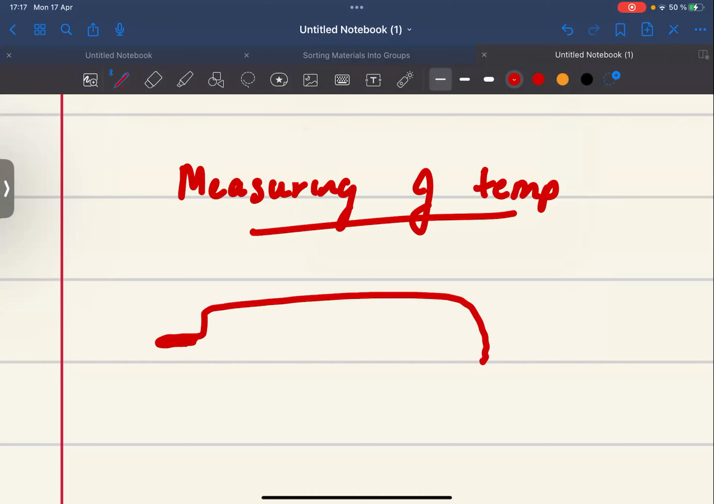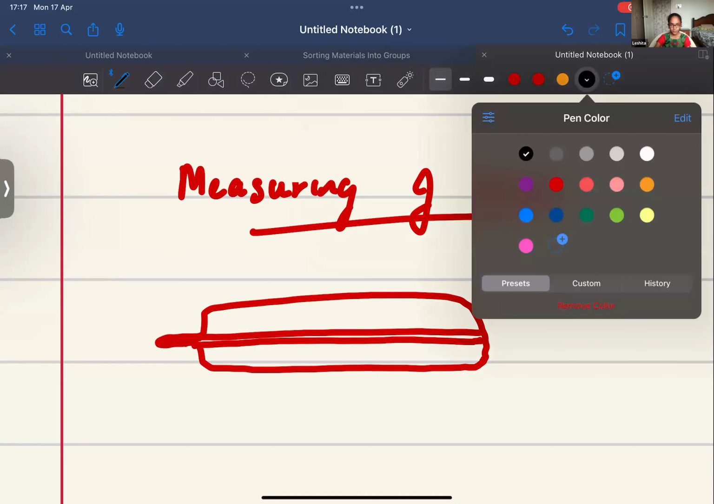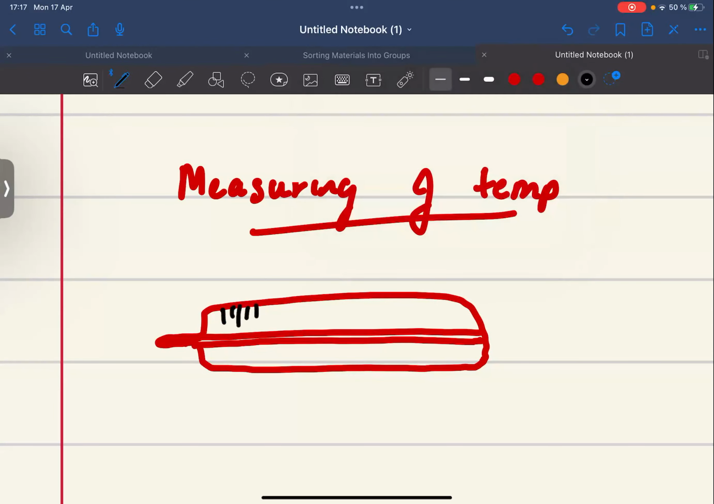There are so many lines on a thermometer. Ma'am, mercury. Yeah, very good. Mercury is there. There are so many tiny lines in a thermometer.